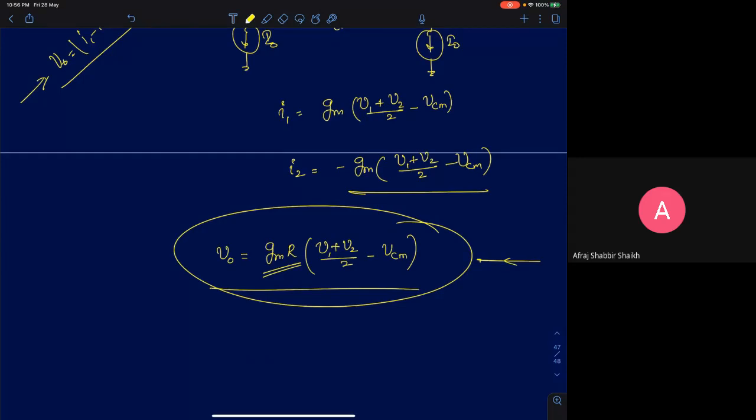I'll discuss the significance, why we are doing all this, when we start discussing operational amplifiers. This is a much simplified version of a very complex circuit which we are going to discuss at a later stage. So that's it. I'll stop at this point and we will continue with the next lecture.